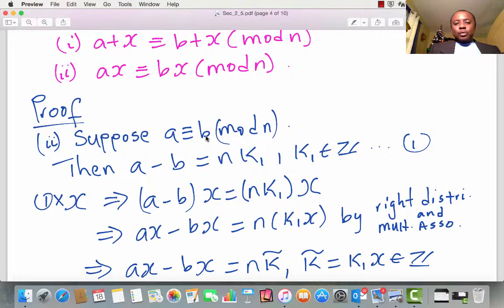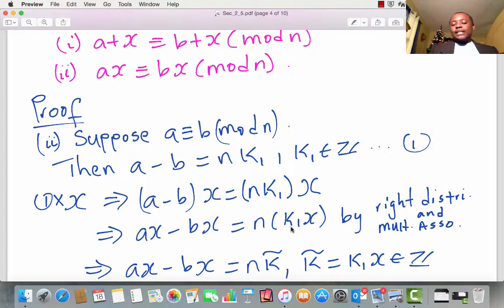Suppose a is congruent to b mod n, then a minus b equals n times some integer k1. Call that equation 1. Multiply equation 1 by x. Then we have a minus b times x equals n times k1 times x. a, b, x, n, k1 are all integers. So right distributivity and associativity are all permissible. So by right distributivity on the left hand side, we have ax minus bx equals, and on the right hand side, multiplicative associativity gives us n times k1 times x.